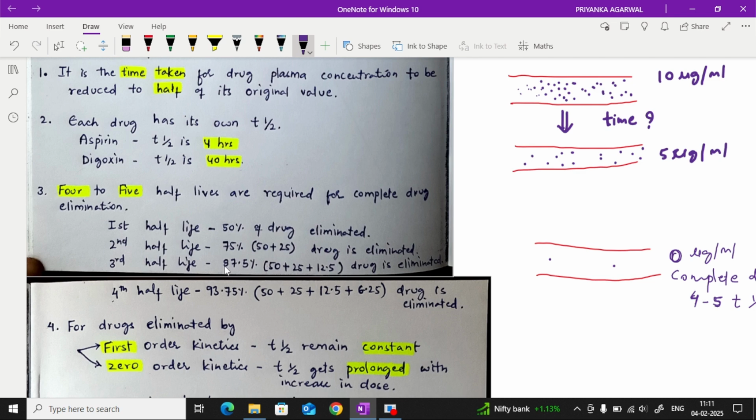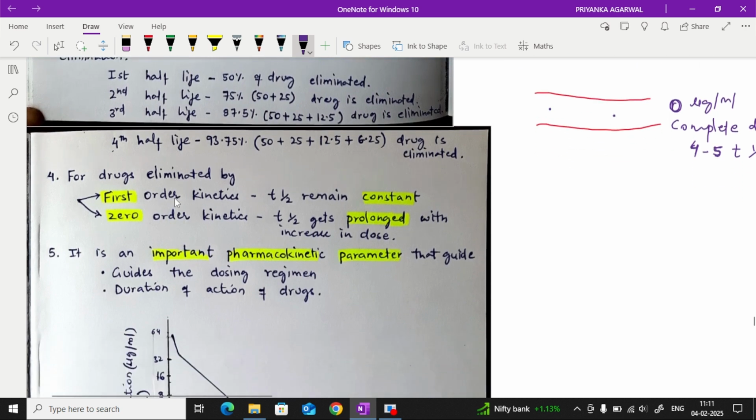So the total becomes 87.5%. Okay, and by the fourth half-life, out of the remaining 12.5%, again 6.25% will be eliminated. So the total becomes 93.75%. Okay, so by these calculations, you understand that for the drug concentration to be completely removed, it takes at least 4 to 5 half-lives. Okay, done. Now coming to the next point.